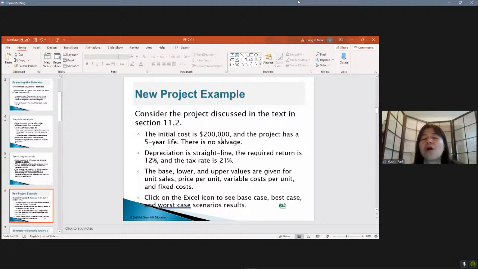So 40,000 will be the annual depreciation charge. The required return on this project is 12%, and the tax rate is 21%. You will be given the base case, lower bound, and upper bound values for sales: how many units, how many products will be sold. So the base, the average number, the lowest number, the highest number.